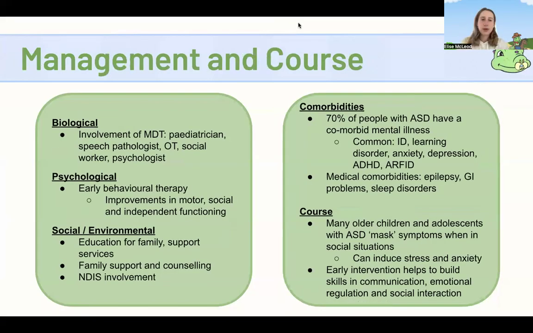In terms of management for the condition, looking at a biopsychosocial framework, which is a good way always to look at PEDS. Biological, involving that MDT is going to be really important. And early intervention as well has very strong research in ASD. And also there's NDIS funding for early intervention. So the earlier this paperwork and application is done, the more financial assistance a child and their family can have to access some of these services, like pediatrician, speech pathologist.